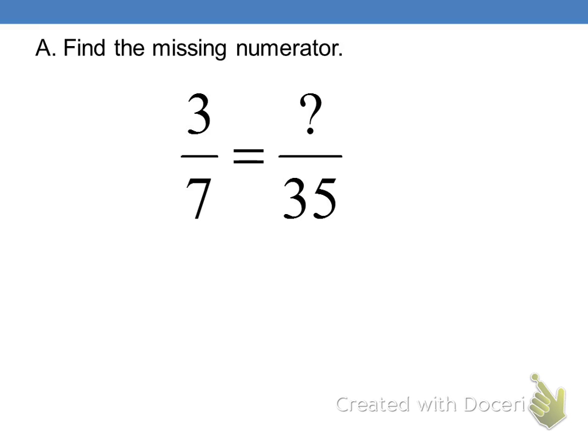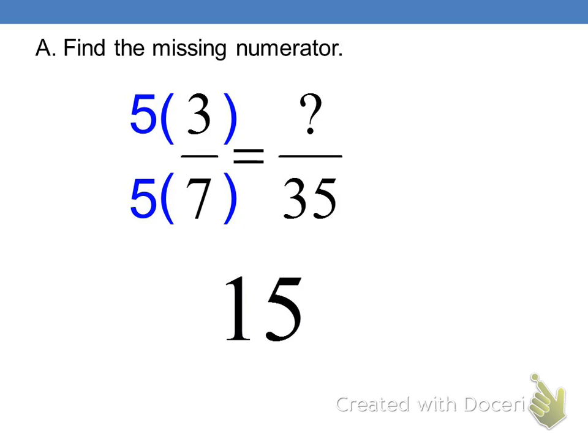All right, here is our first practice problem of the day. So if I wanted to turn a 7 into a 35, what would I have to do? Multiply by 5. If you're multiplying the denominator by 5, you have to multiply the numerator by 5. That's how you keep the fractions equivalent. So what would the missing numerator be? 15. Any questions?